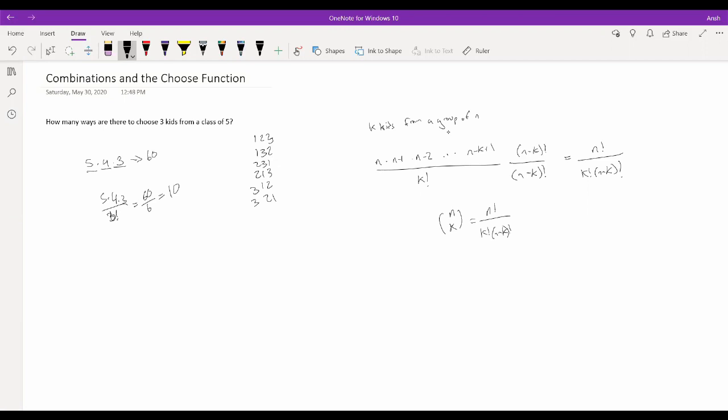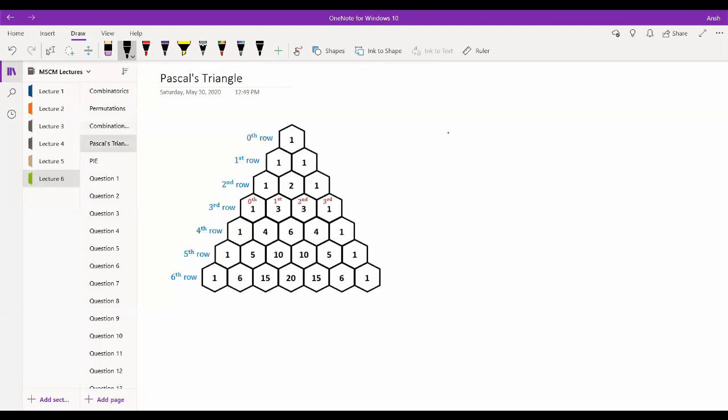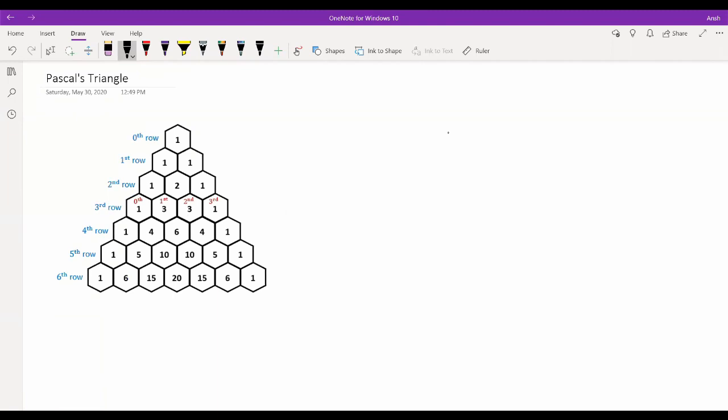Next, we'll move on to one of the most famous constructions in combinatorics called Pascal's triangle. Right, so Pascal's triangle is probably arguably the most famous thing in combinatorics. It's basically a construction where you start out with the zeroth row, which has a single one, and the first row has 2 ones below it. And for each subsequent row, you see that it's the sum of the 2 terms above it.